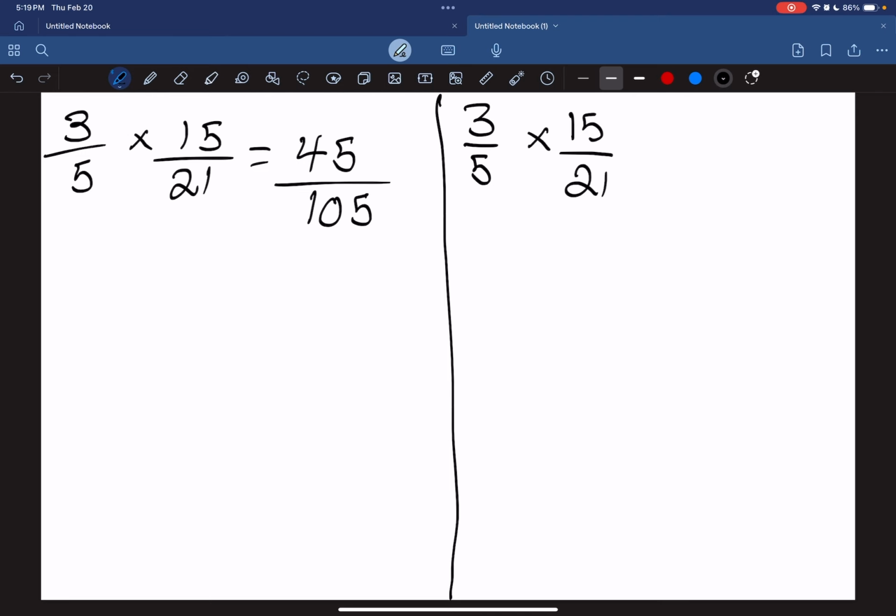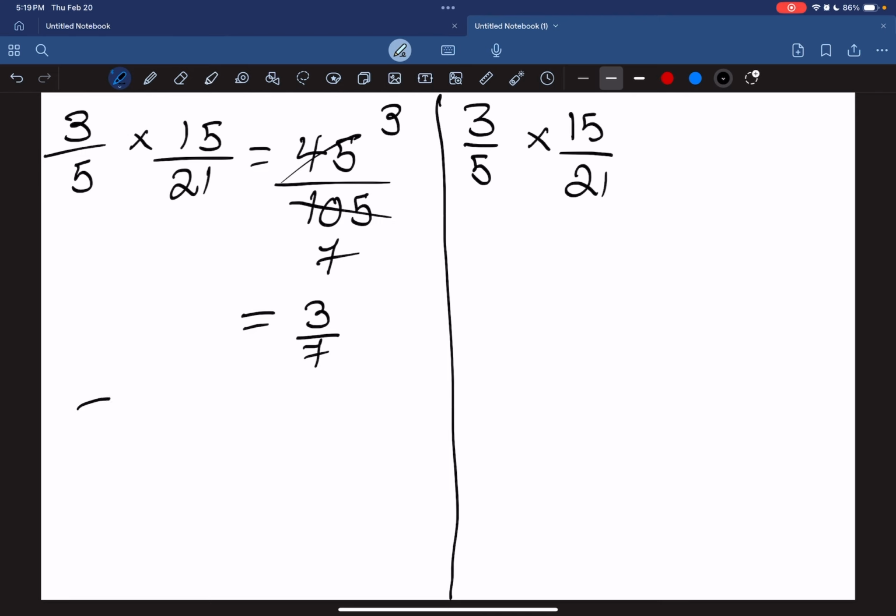Alright, but I know that I can use 15 to break down this fraction that I have right here. So 15 can go into 45, 15 can go into 105. Alright, so 15 into 45 goes 3 times. And 15 into 105 goes 7 times. So the fraction that I'm going to get right here is going to be 3 over 7.